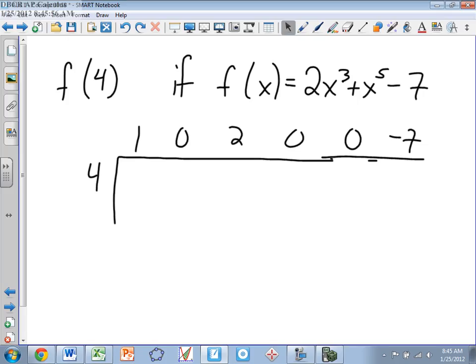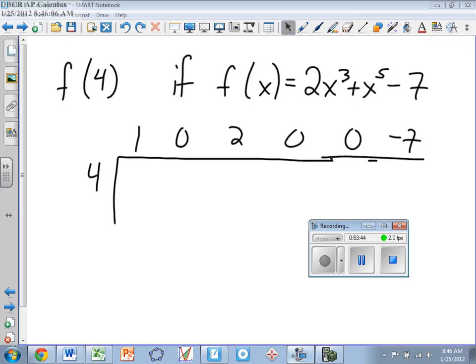Why are there 2 zeros? We're missing x squared and we're missing the x. X squared and x are missing. The negative 7 is the last number. Whatever the constant is, the number by itself without the variable, is always the last thing. If there's nothing there, then there's a 0 there.